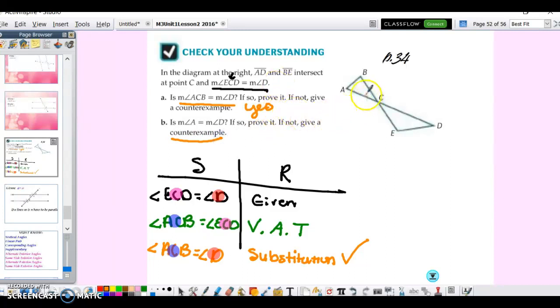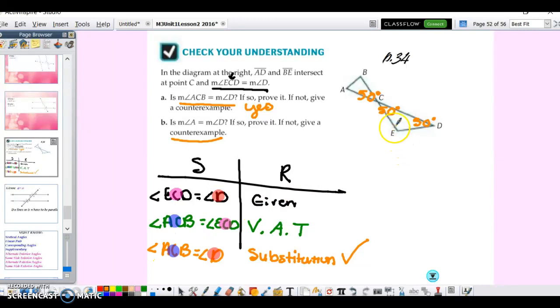So let's try a number. Let's say this is 50 degrees. Then this has to be 50 because we just proved that they're vertical angles. We also know that this has to be 50 because of our given. So 50, 50, 50. They're asking, does this have to be 50 up here? And by are they equal means does it have to be? Well, of course you could put a 50 in there and then they'd have similar triangles. But could you make it so it's not?